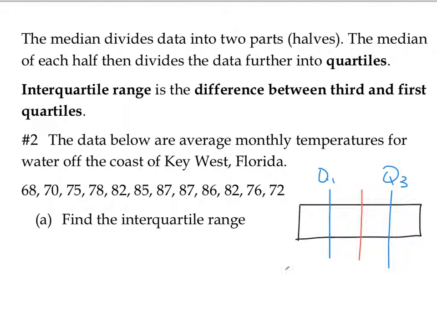So I divide each half. Now I've got quartiles. Okay, I've got 1, 2, 3, 4 sections. So I divide it in half, and I divide each half in half. This is 1 quarter of it, 2 quarters, 3 quarters, 4 quarters. This is Q1. The median would be Q2, Q3, and then Q4 would be at the end. Okay, but Q1 and Q3 are quartiles. Okay, or divide these data into quartiles.